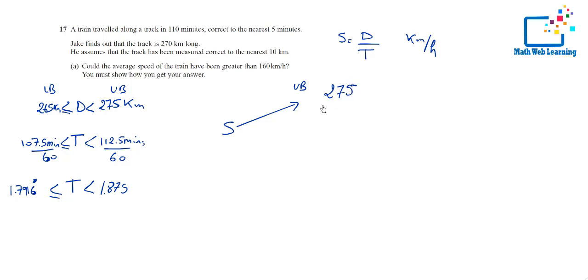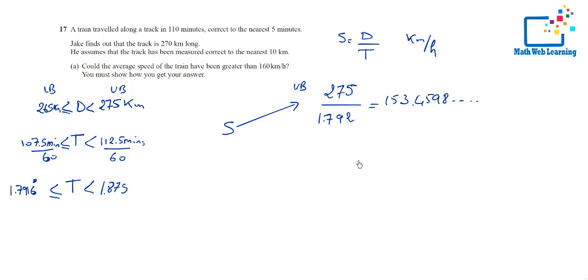Okay, and we divide it by the smallest possible time, which is this one here, 1.79. I would write it down to 2 at this stage. Okay, now let's go ahead and do that. And the answer is 153.458, I think. No, actually it's 9, 8, and so on.